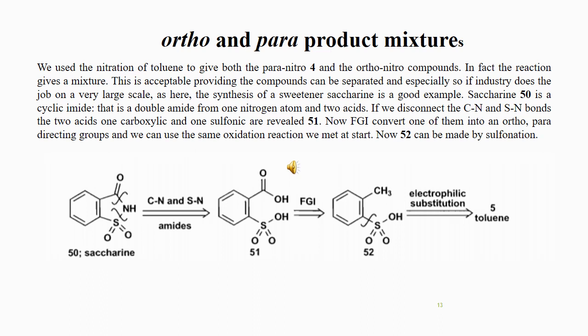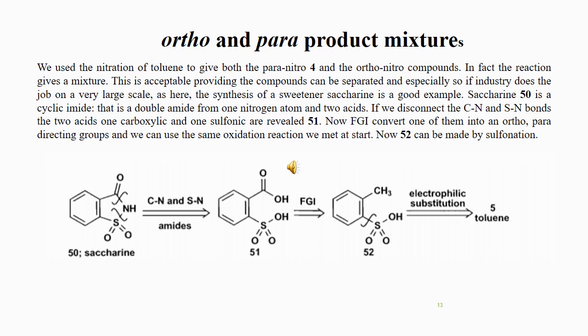Here the discussion of two products, an ortho and para mixture, is covered. When we do the nitration of toluene, both para-nitro, which was shown in structure 4, and ortho-nitro compounds are formed. In fact, the reaction gives a mixture. This is acceptable providing these compounds can be separated, especially if the industry does the job on a very large scale, like in the synthesis of a sweetener, saccharine. That is a good example for that.